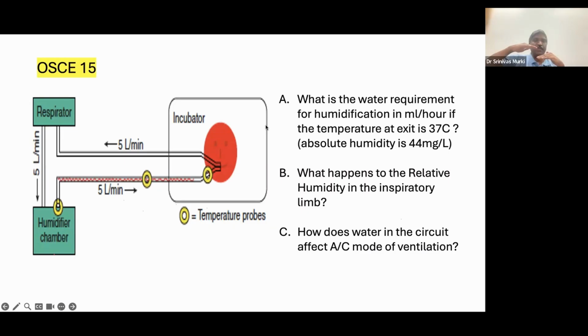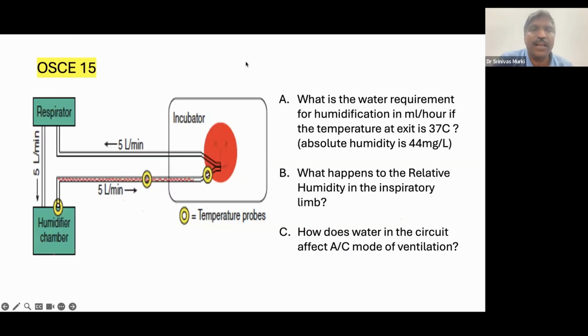So in the inspiratory limb, you have at the exit 100% relative humidity. In the inspiratory limb, there is an increase in temperature from 37 to 39. When the temperature increases, the absolute humidity or the ability to hold water vapor will increase. So the relative humidity will drop because there is no vapor added in the inspiratory limb. So relative humidity will drop till the point where your temperature probe is there in the inspiratory limb.